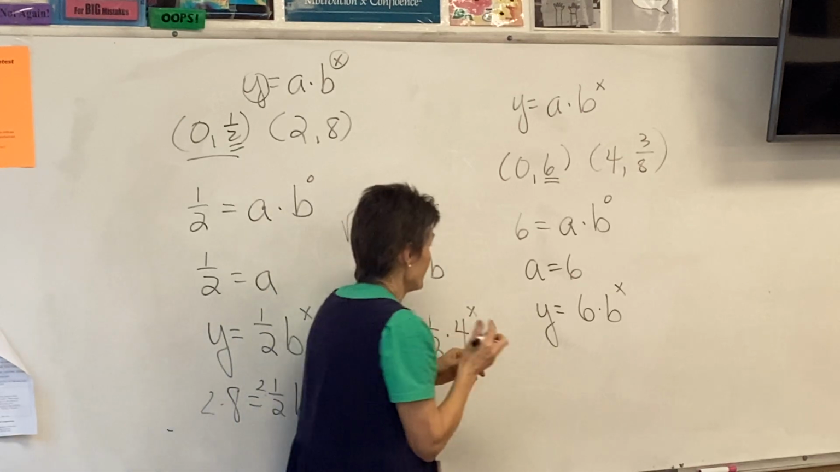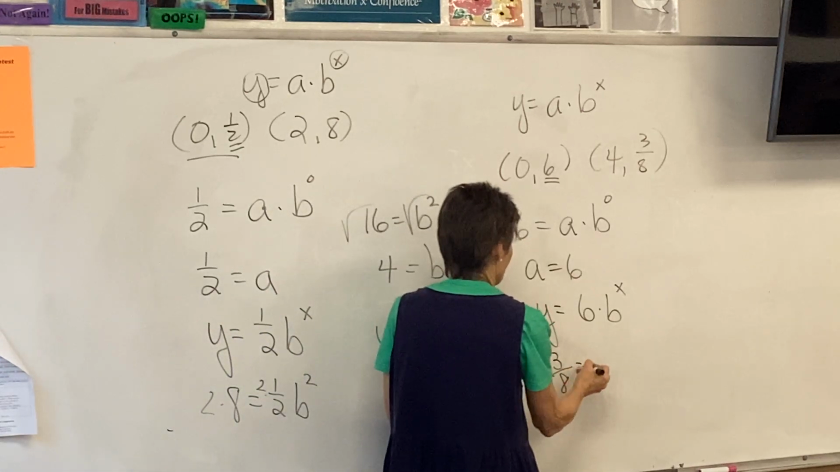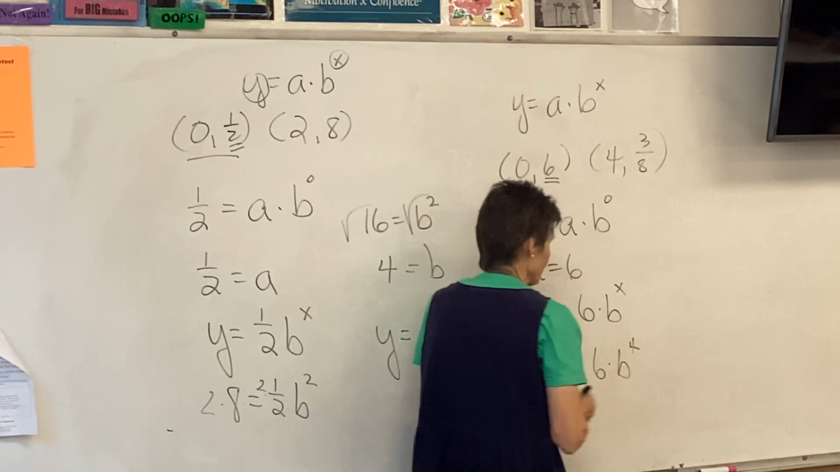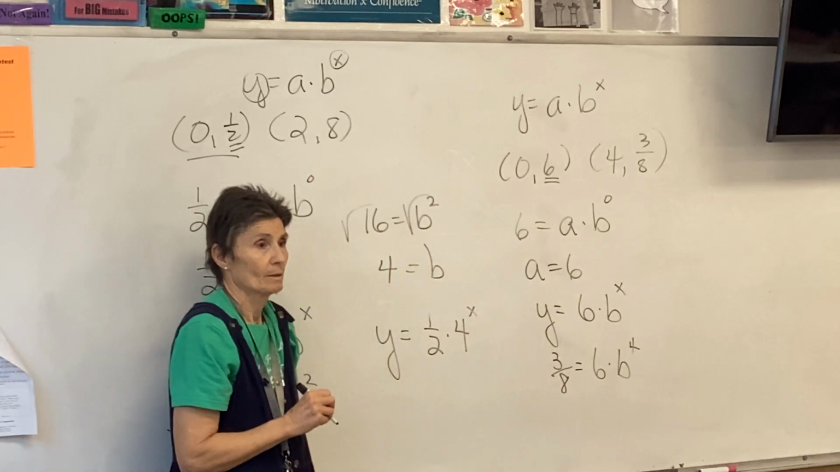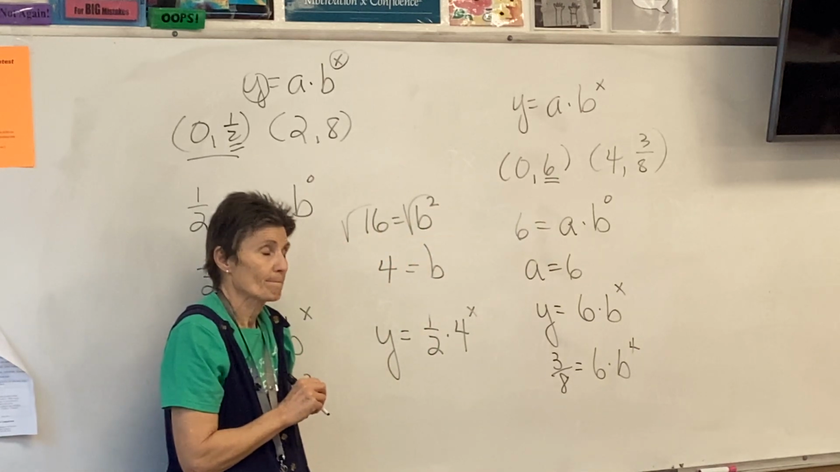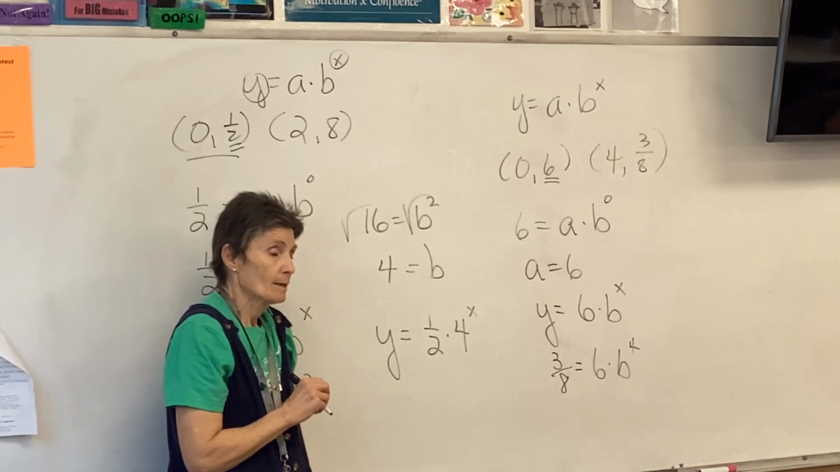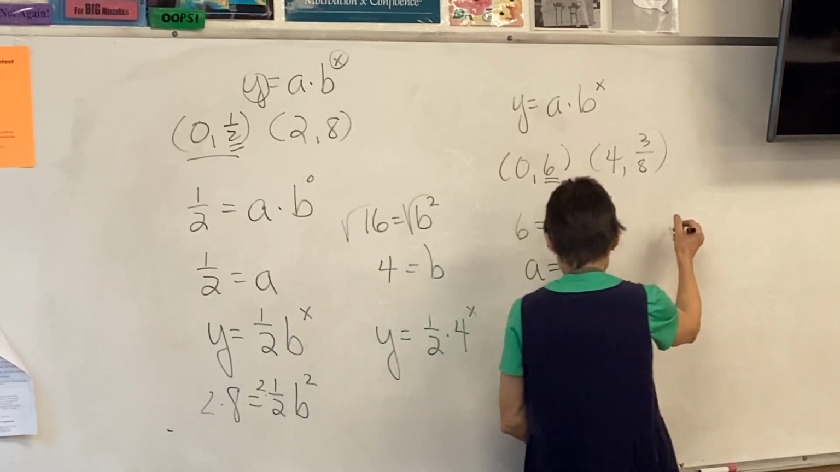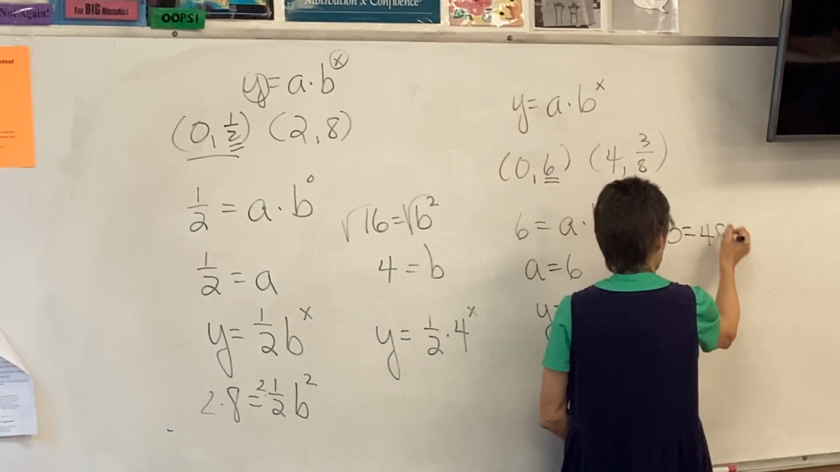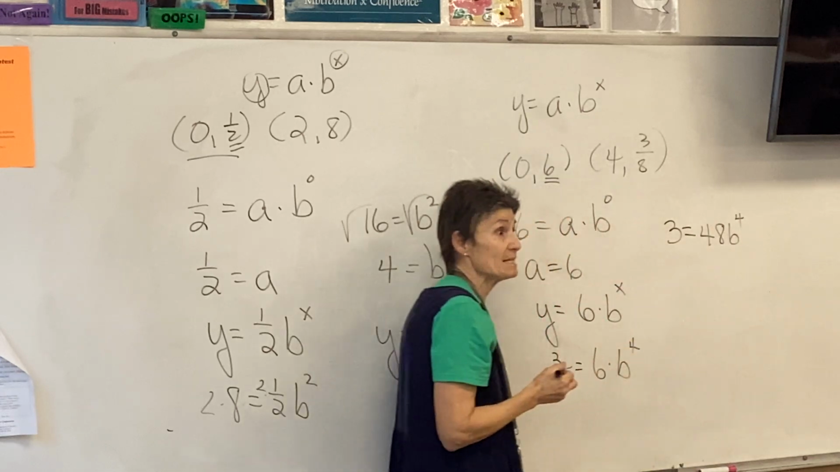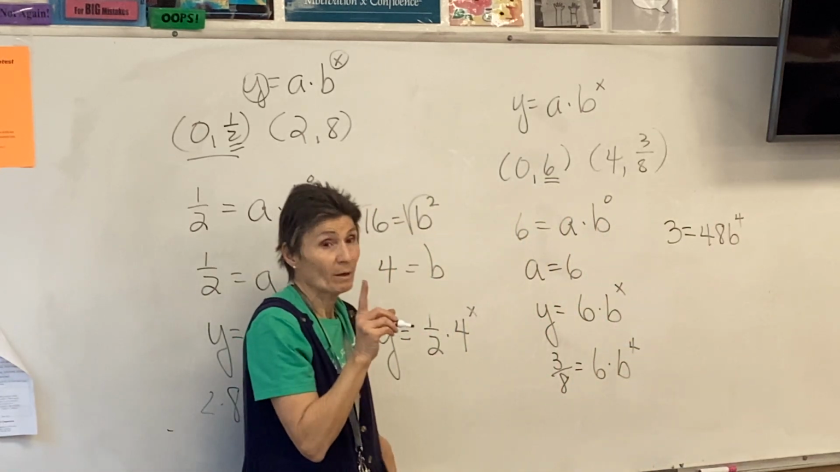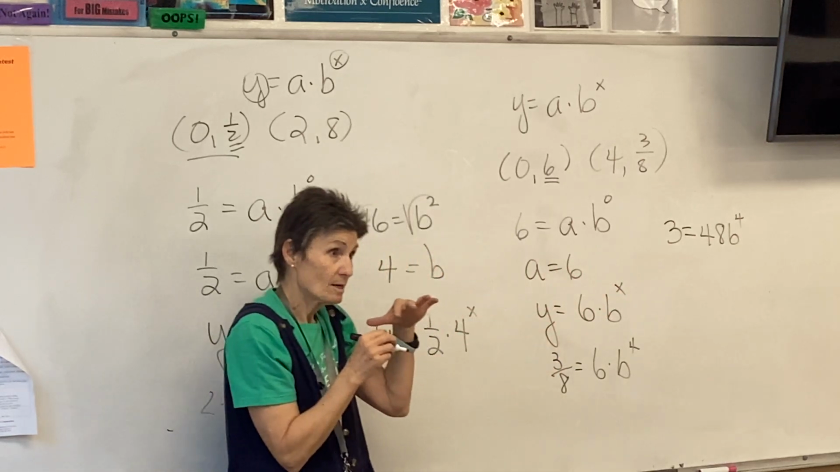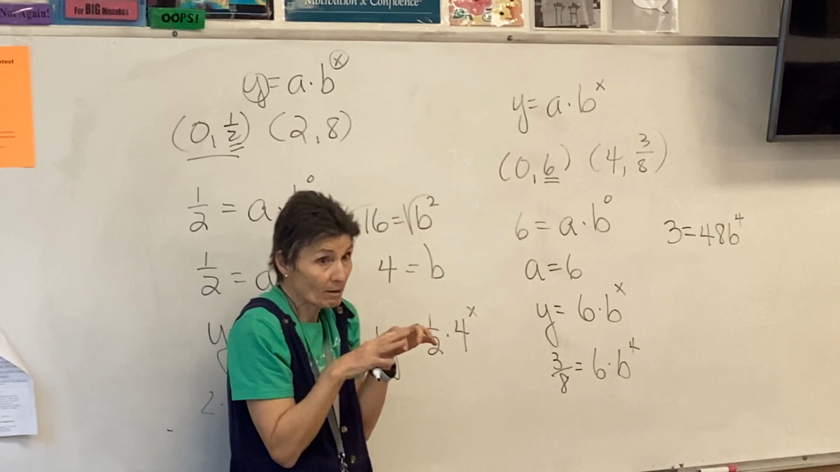So now we plug in 3/8 equals 6 times b to the 4th. You can multiply by 8 if you wish. So that would give me 3 equals 48b to the 4th. That might be easier for you. However, what am I looking for? Ultimately, what do I want to know? What's b? So don't I ultimately need to get b by itself?